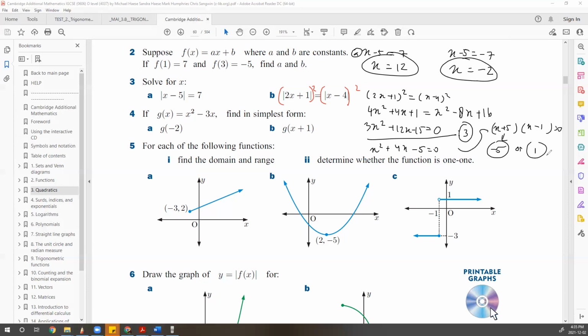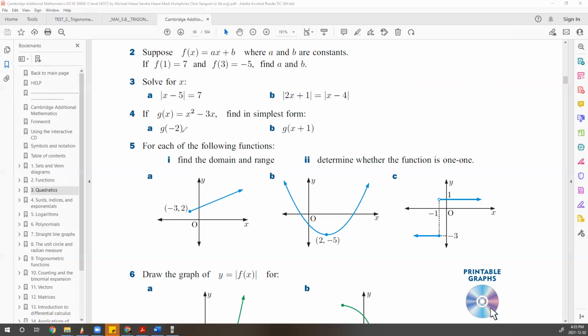Okay. Now part 4 is also simple. Number 4, G of 2. Put the x as -2, right? So G of -2, sorry, I just said G2, G of -2. So equals -2 squared minus 3 times -2. So 4 plus 6, 10, done.